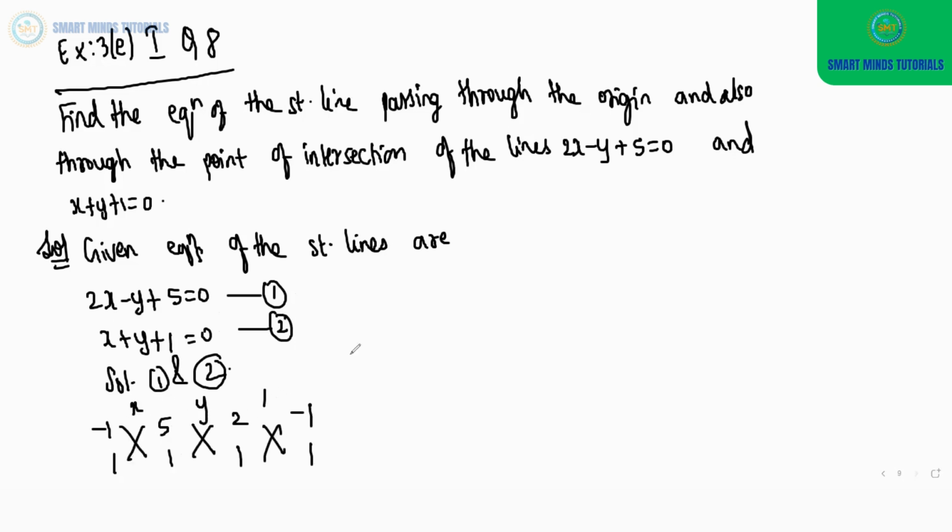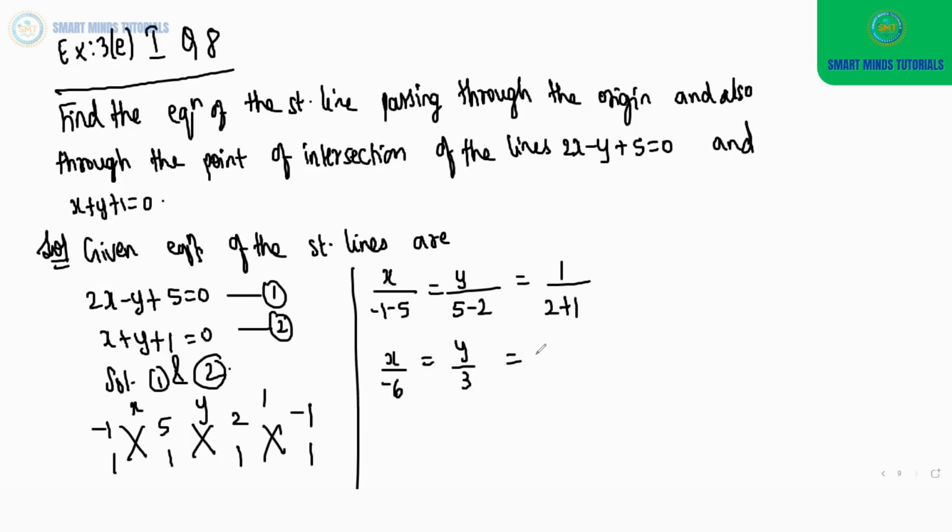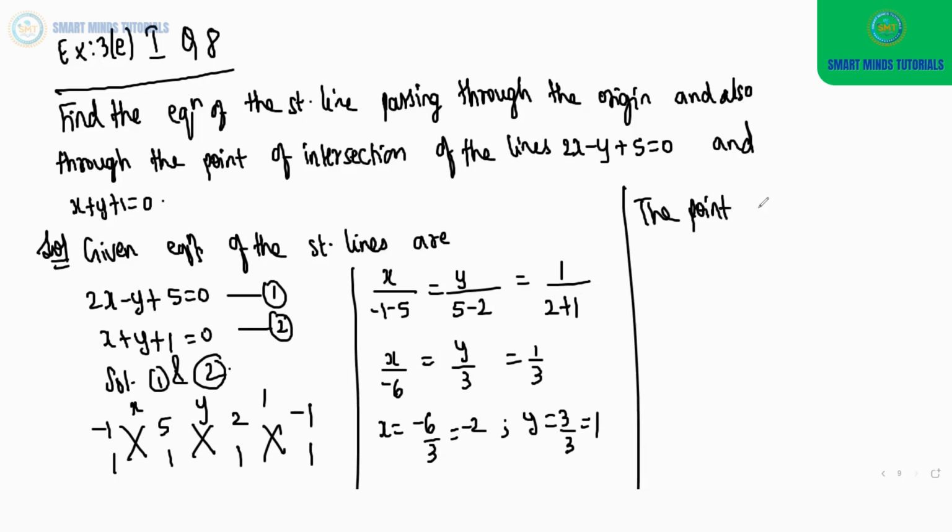Cross multiply. So you will get x by minus 1 minus 5 is equal to y by 5 minus 2 is equal to 1 by 2 plus 1. So x by minus 6 is equal to y by 3 is equal to 1 by 3. So x is equal to minus 6 by 3, that is equal to minus 2, and y is equal to 3 by 3, that is equal to 1. So the point of intersection of lines 1 and 2 is P minus 2 comma 1.